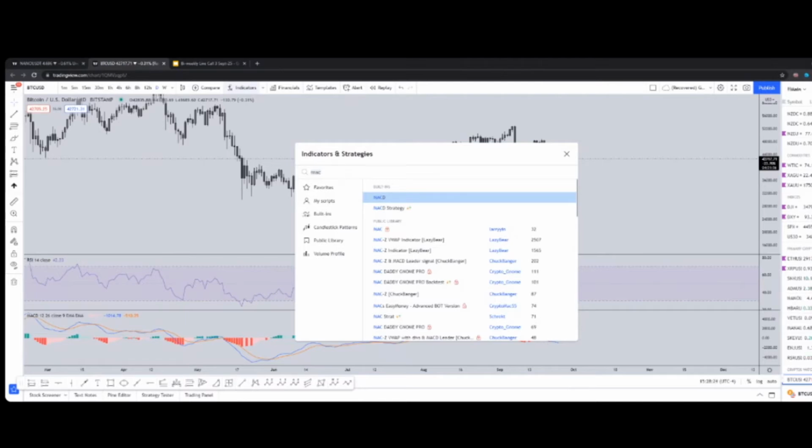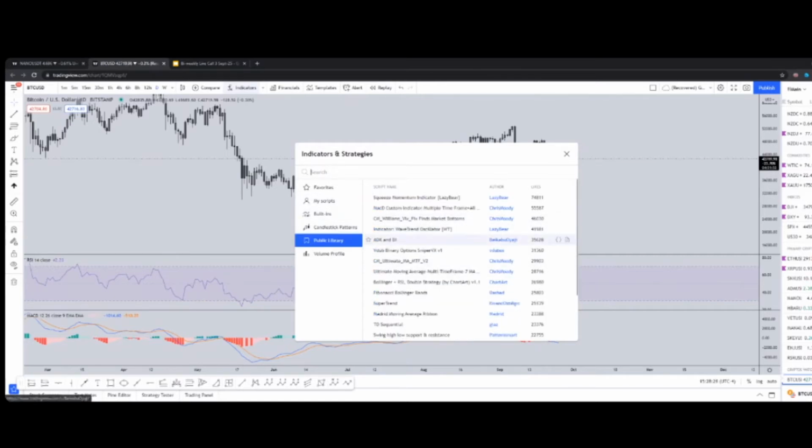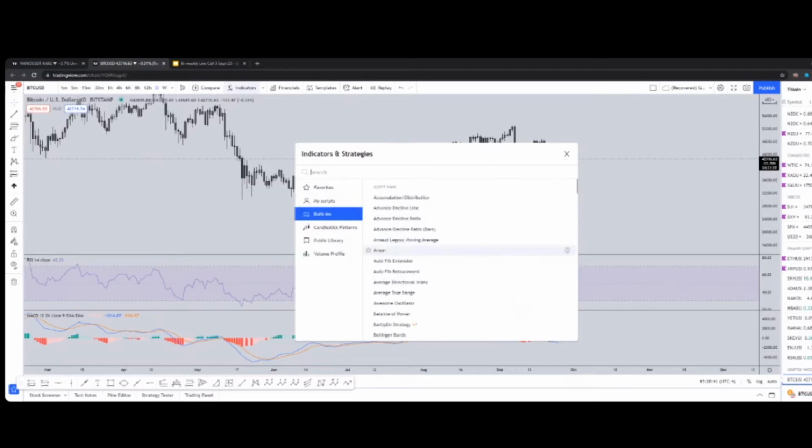So as you can see here, if we go into the public library, all of these indicators are made by traders just like you and I and random people that use TradingView. There's a lot of really cool stuff you can find on here, and you can even try to make your own strategies based off some of these public indicators. One of my favorite parts. If you want to look at just the built-ins, you can obviously go to the built-ins and see here.